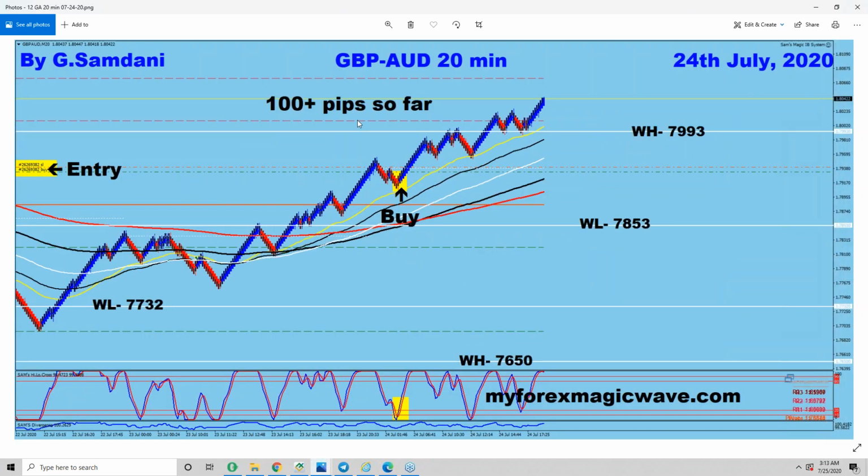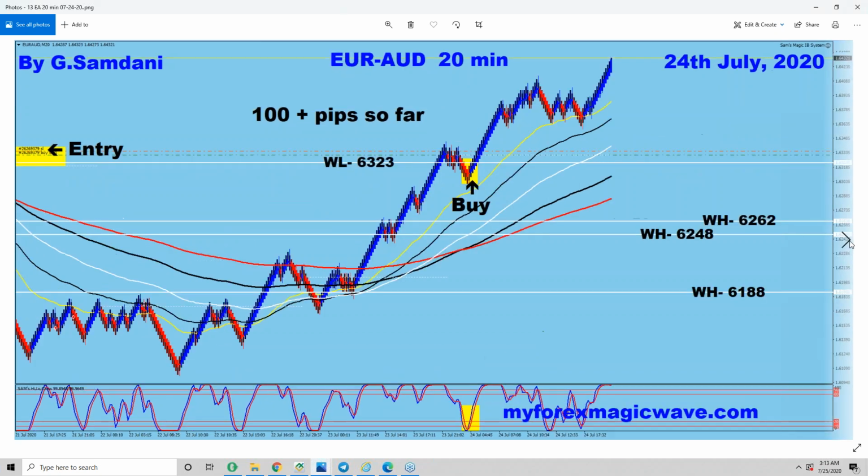But what about Pound Aussie? Again, there was the first one from here to here, the second one here. Again, you can see 100 pip more on Friday the 24th. And not only that, but Euro Aussie also going to the upside.